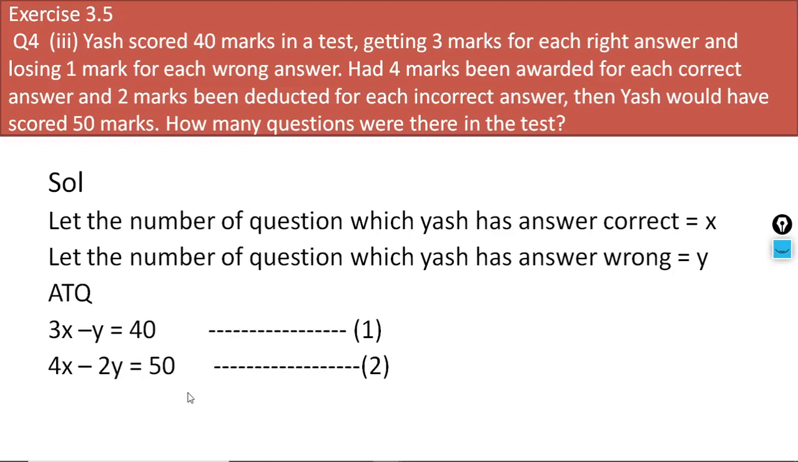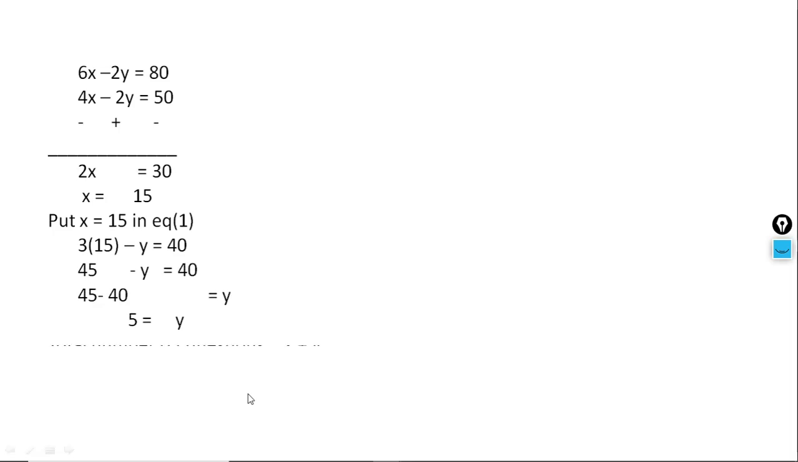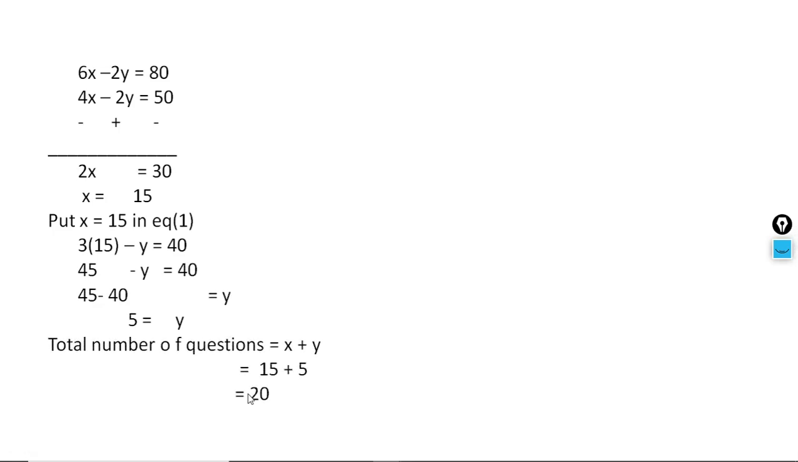Then we solve them. 1 and 2, you can multiply equation number 1 with 2. So this 2y can be cancelled. By subtracting, you will be able to find x is 15. Substituting x as 15 in equation number 1, y is equal to 5. So the total number of questions asked in the test is x plus y, which is 20.